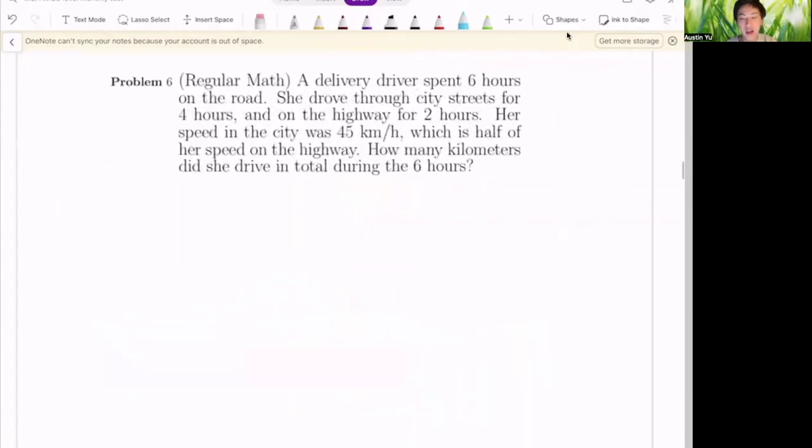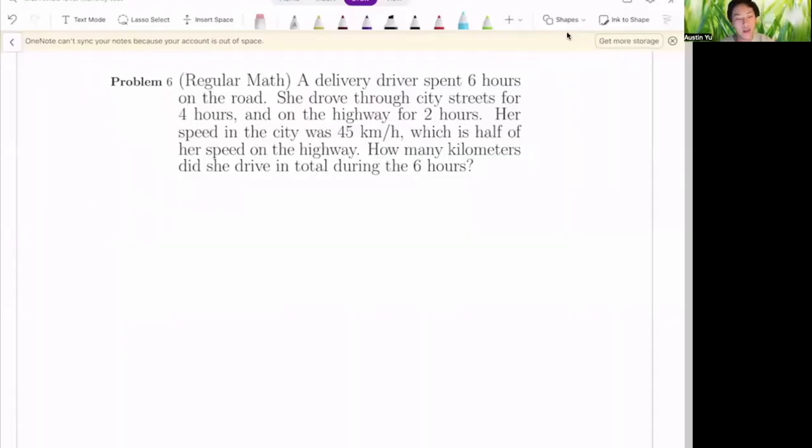Problem 6. A delivery driver spent 6 hours on the road. She drove through city streets for 4 hours and on the highway for 2 hours. Her speed in the city was 45 kilometers an hour, which is half of her speed on the highway. How many kilometers did she drive in total during the 6 hours?